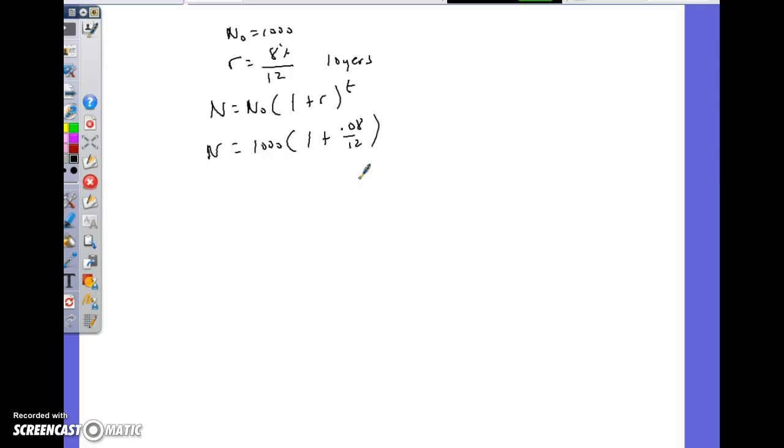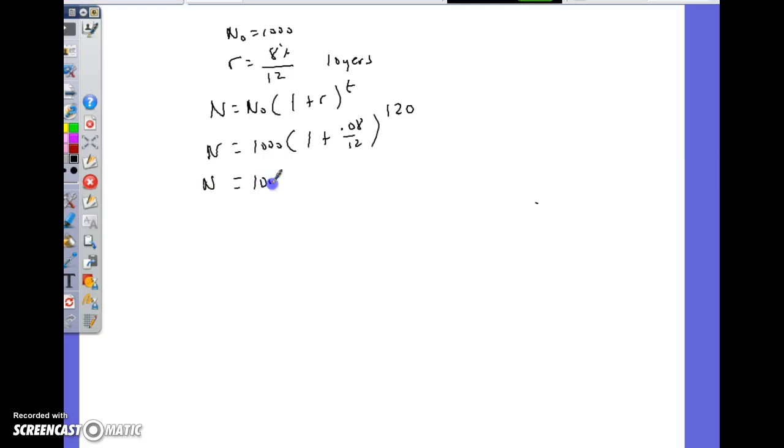Here's the tricky part. How many times are they going to compound it? Well, if they're doing it once a month for 10 years, that's 12 times 10, or 120 times. How many times are we going to compound it? Yes. Yeah. So here we go. So we got to figure this thing out. So we do a little math.